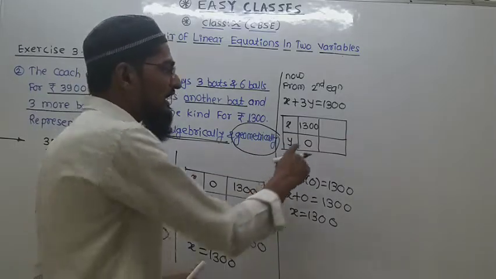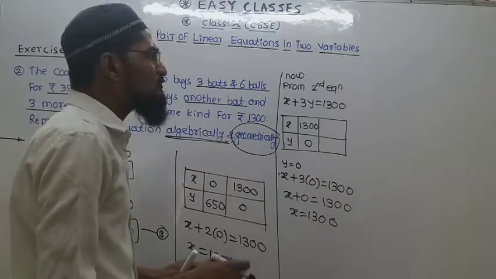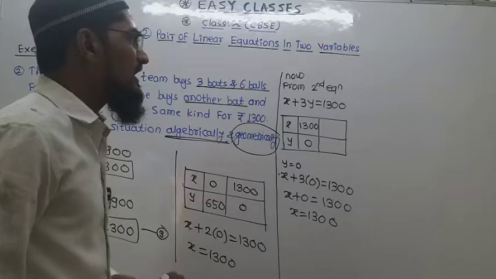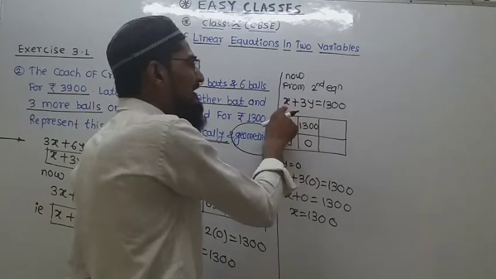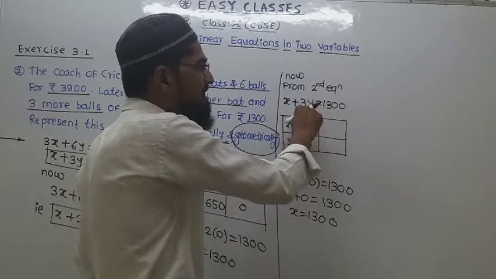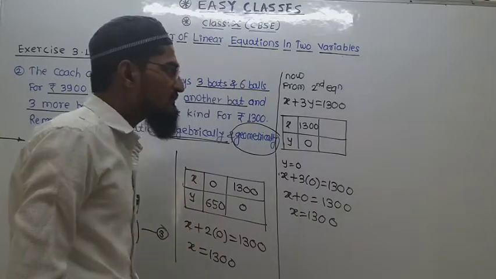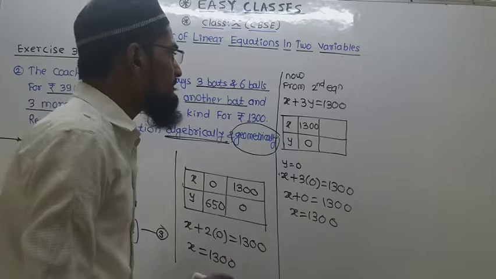Now we have to take another point. We have many options, out of which we have to select a point which should be convenient for us. So now here we have taken 0. If we take 0 here, then it becomes 3y, and 3 divided into 1300 is not completely divisible. So I will not write that here.